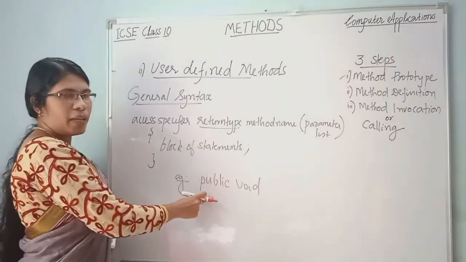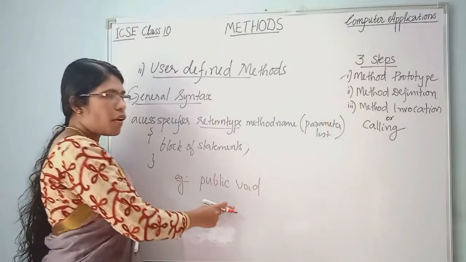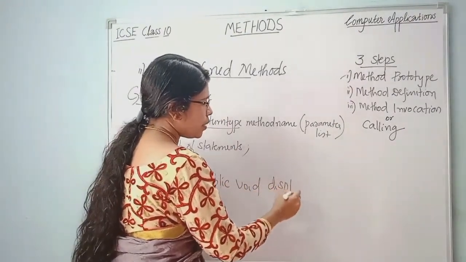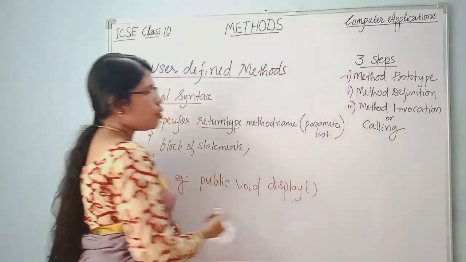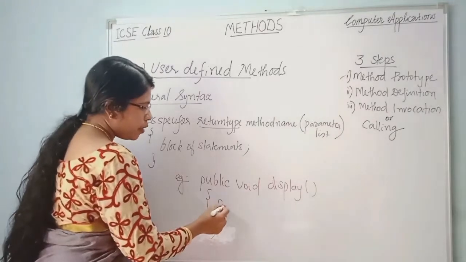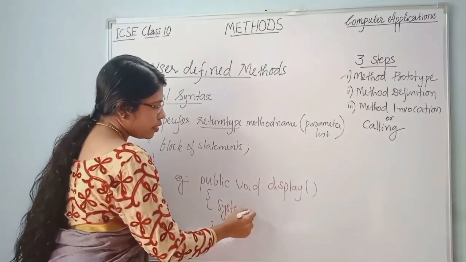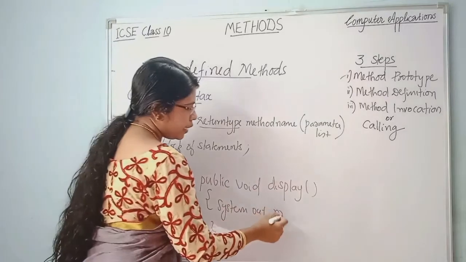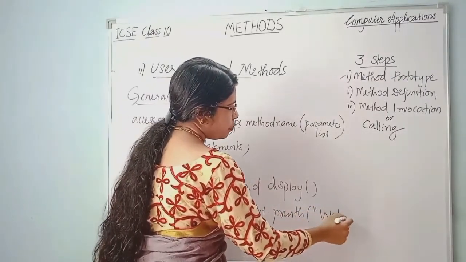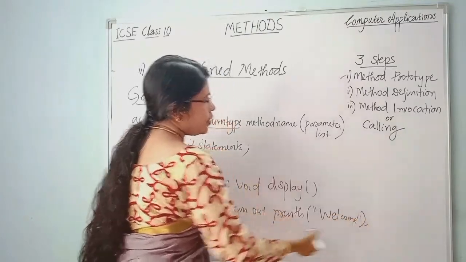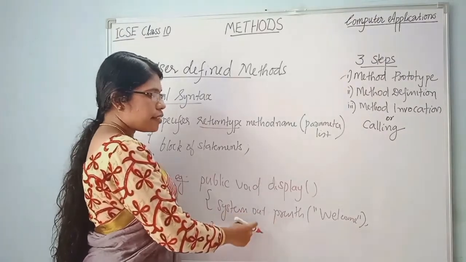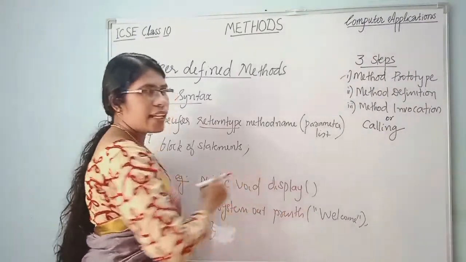So access specifier public, return type I have given as void, and method name you can give. I am just giving the method name as display. There is no parameter I am passing in this method. Opening the curly brackets, inside that my task is system.out.println and displaying the message welcome. So this is the method definition. This method is defined to print a message as welcome.